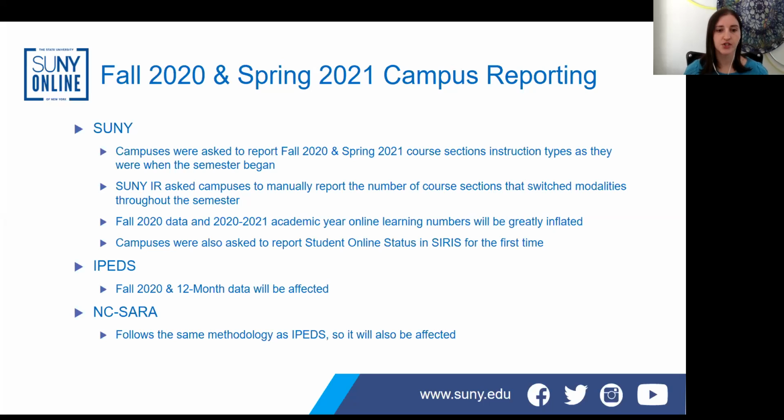SUNY Institutional Research did also ask campuses to manually report the number of course sections that switched modalities throughout the semester. I have a slide to show that in a little bit later, so I will explain that a little bit more. But basically, we wanted to know, if a certain percentage of courses were in person at the start of the term, did those transition to online at some point throughout the semester because of challenges of COVID? And that data that was collected manually shows that trend.